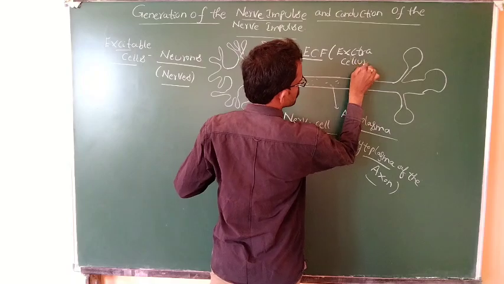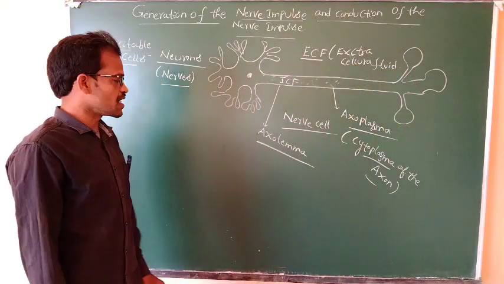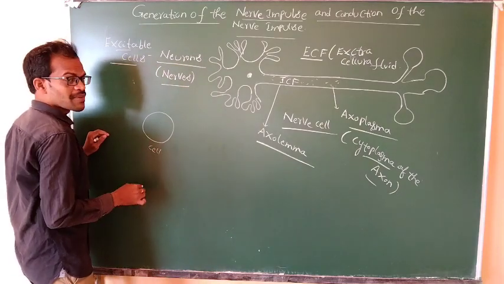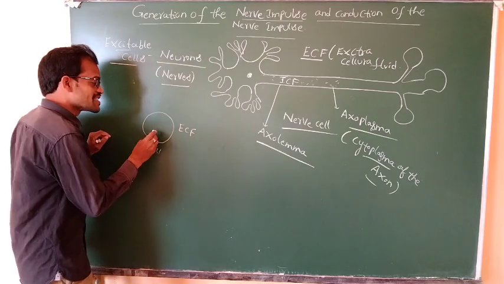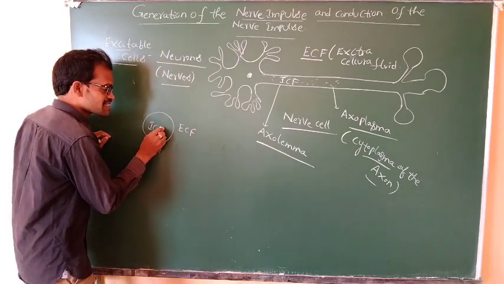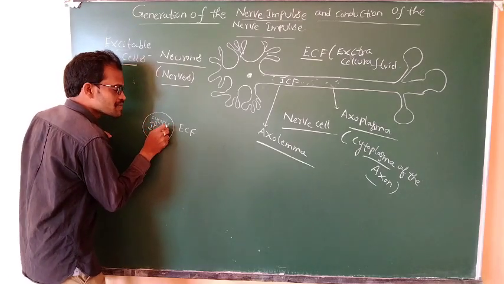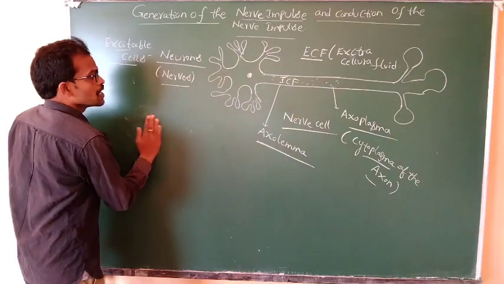Extracellular fluid. If you observe any cell, for example a normal cell, outside the cell it is known as the extracellular fluid. Inside the cell, it is known as the intracellular fluid. Intracellular fluid means cytoplasm.